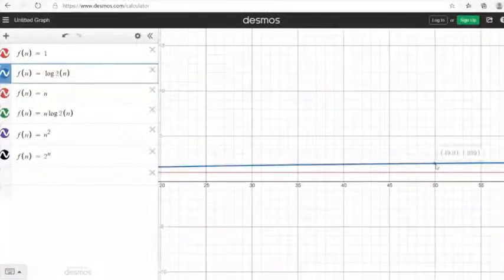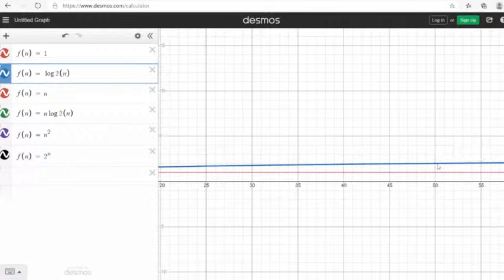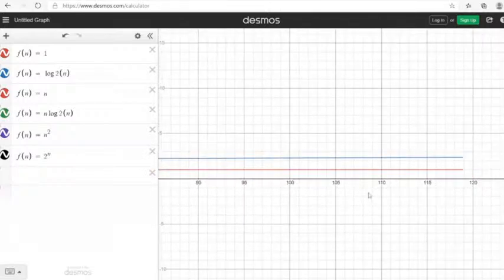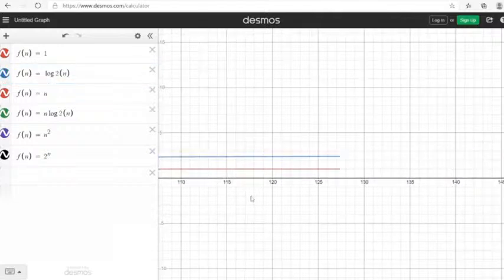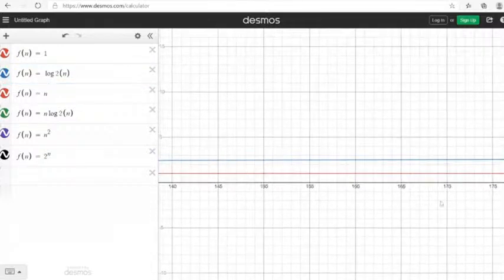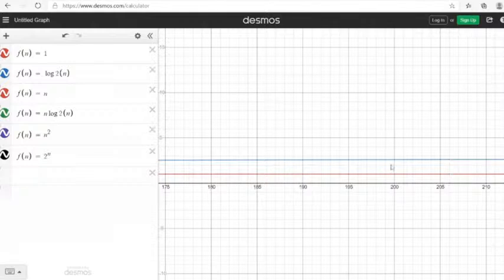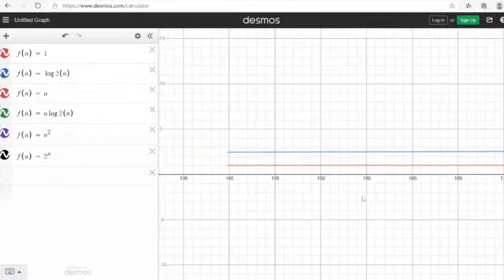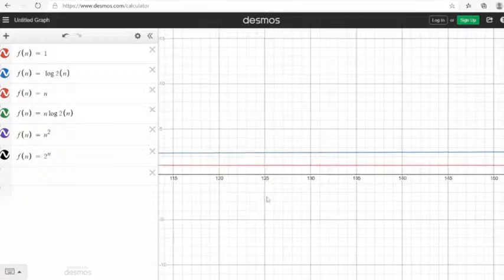Coming to 50, you're reaching 2. Then for 100, you're increasing only to 2.3. Go to 200 and check. Coming to 200, still it has not reached 3, but it's slightly growing. So I would say that logarithm of n is the next most efficient asymptotic notation that we have.